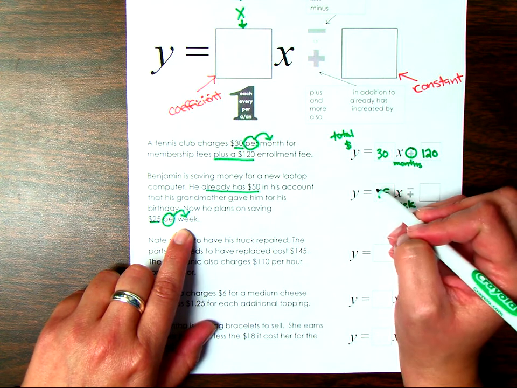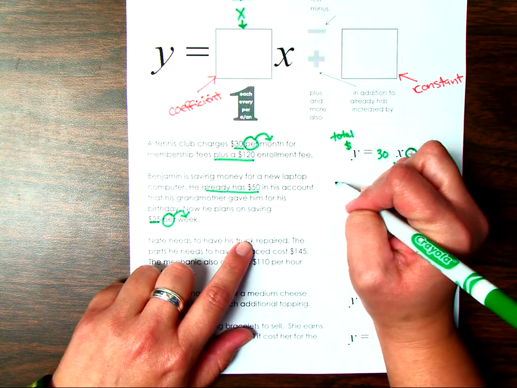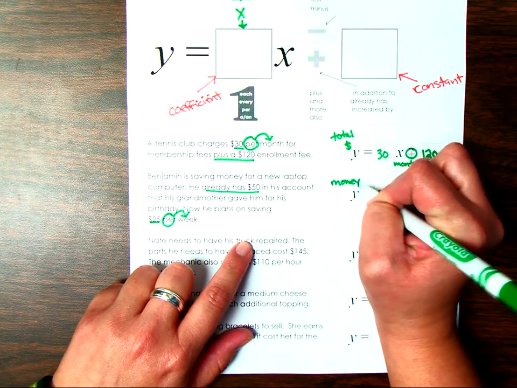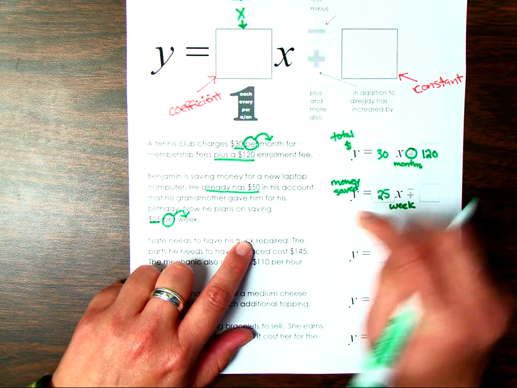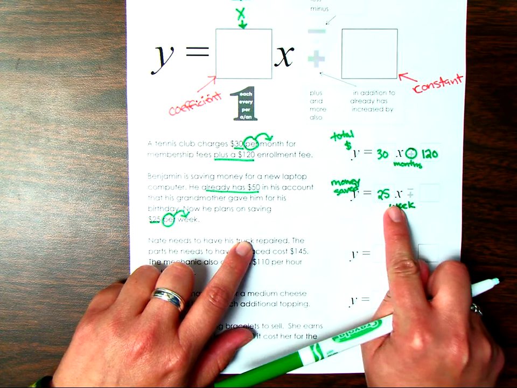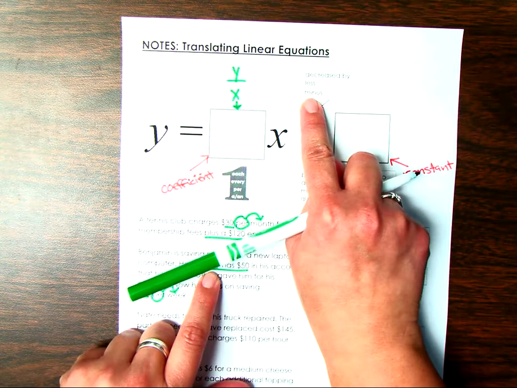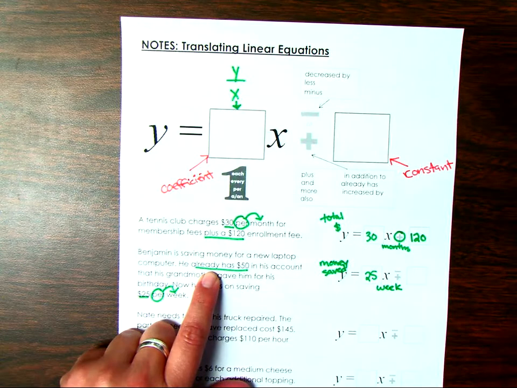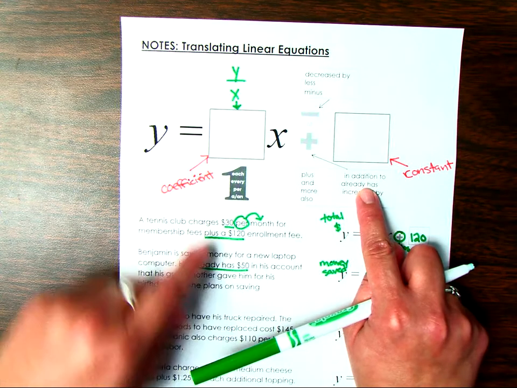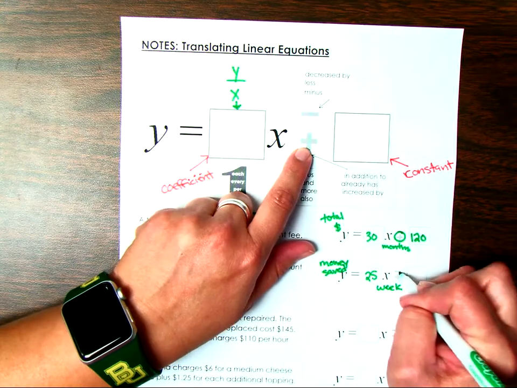And what we're talking about is him saving money, so this is his money saved. And that makes sense. The total money saved depends on how many weeks go by that he's saving. Already has, well, is that going to be minus or plus? And we see already has right here pointing to the plus sign. So we're going to circle the plus sign.